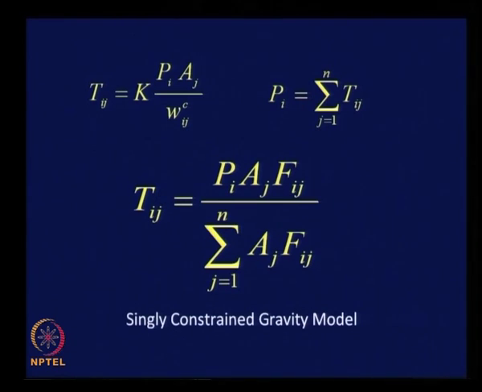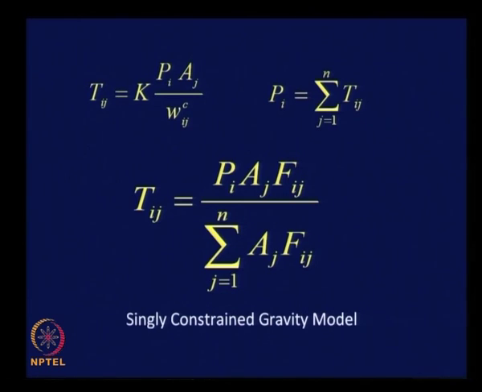You may recall we did several iterations to adjust the cell values along each column to be exactly equal to the attraction values, right. Finally, we need to satisfy both the constraints related to Pi and Aj, right. But here the model formulation itself has an inbuilt constraint, which is only one constraint. That is why it is called a singly constrained gravity model.